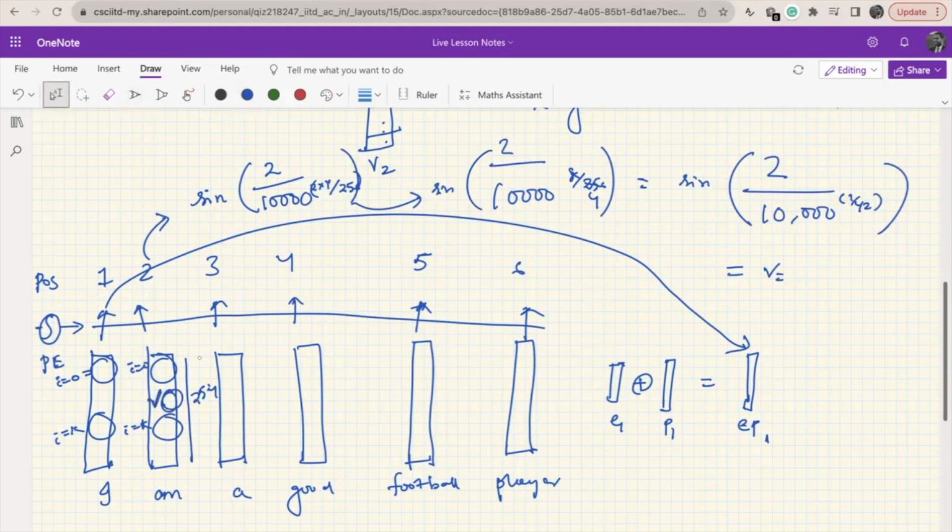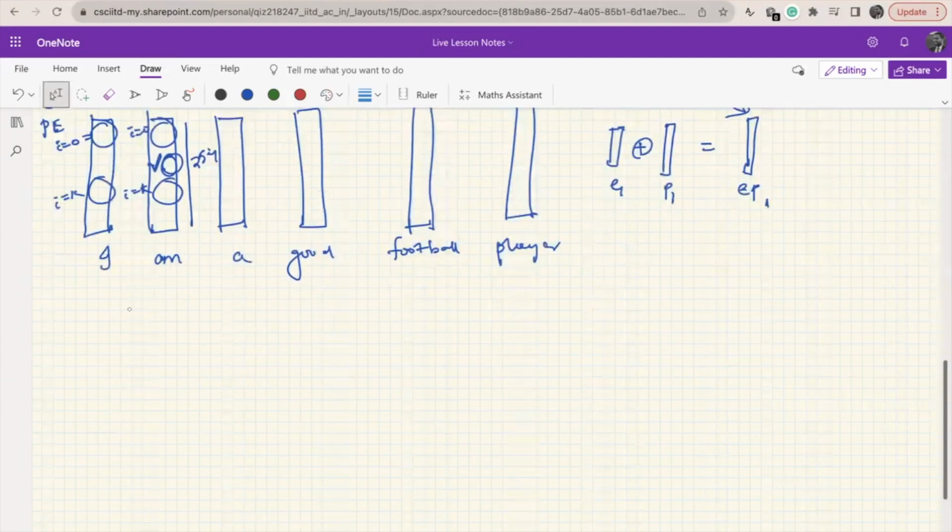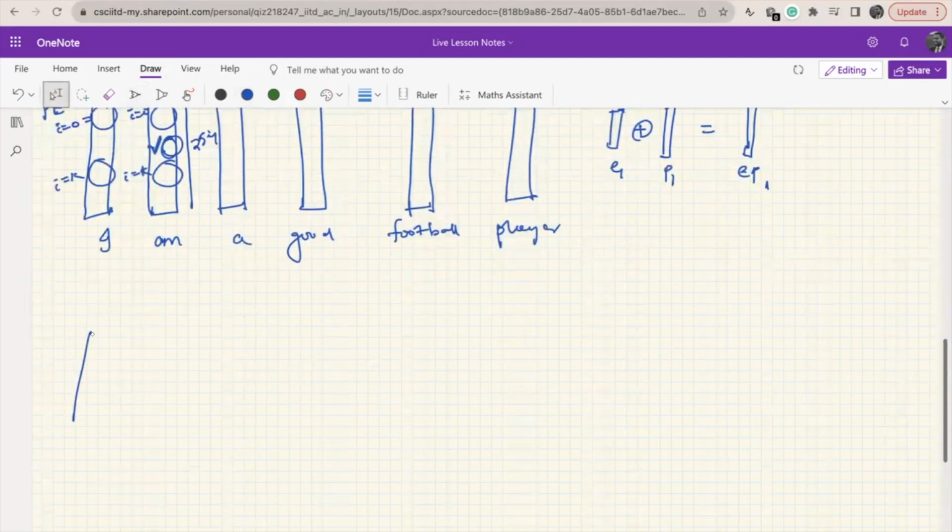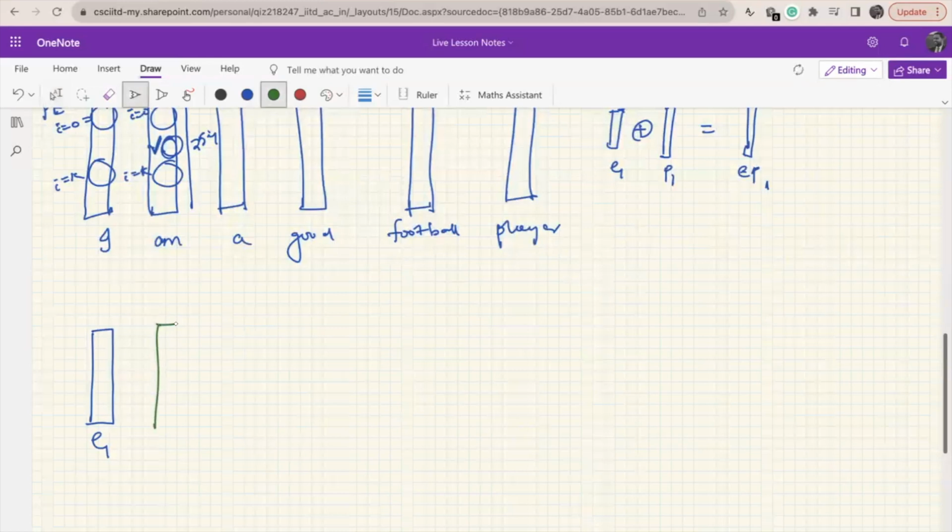Okay, so similarly for each embedding. Let's say this is the original embedding e1, and you get the positional embedding.